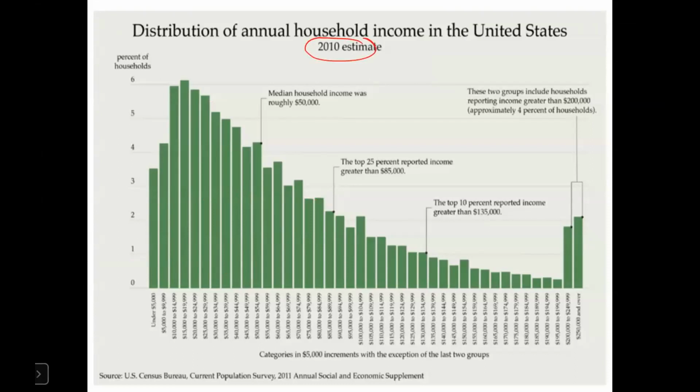All right, so how do we read this figure? On the far left, those are the households whose income is below 5,000. They make up about 3.5% of the population. To the far right, we have households who make over 250,000 per year. If you include households making over 200K, remember this is 2010, they are about 4% of the population. So about 4% of American households have an annual income of more than 200,000. This is how the income distribution looks like in the US.